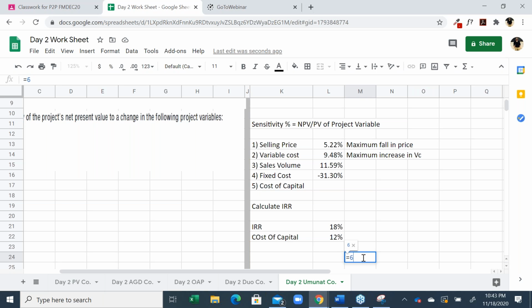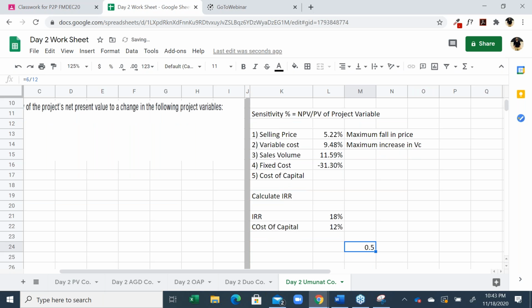So if the cost of capital is 12 and the maximum change in this cost of capital that we can afford is 6, then what is it in terms of percentage? So we'll divide it by 12. We can afford a 6 point change in our cost of capital, which is equal to 50%.